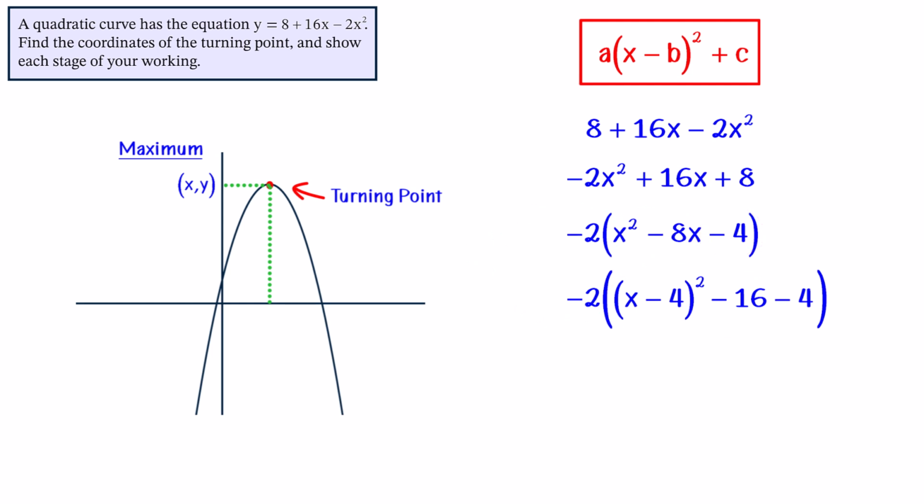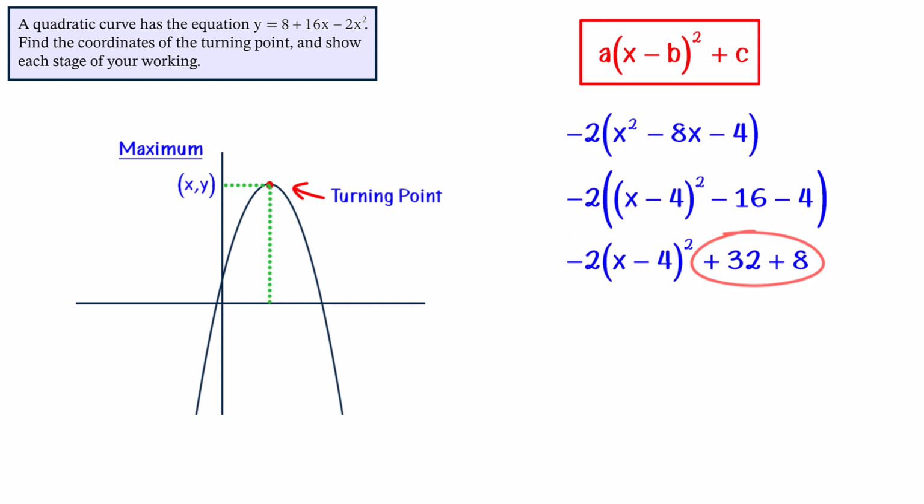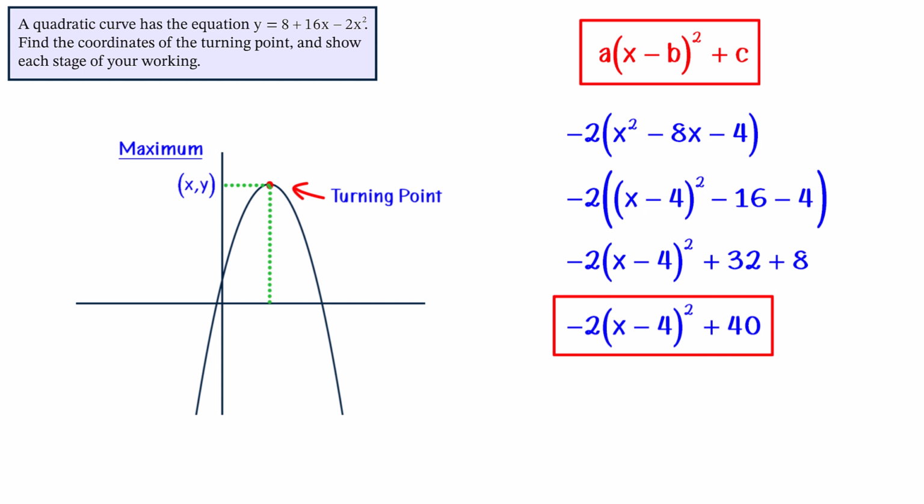Then expand by multiplying all of the terms in the bracket by minus 2 to give minus 2 times x minus 4 squared plus 32 plus 8. And then finally add the 32 and 8 together to give minus 2 multiplied by x minus 4 squared plus 40.